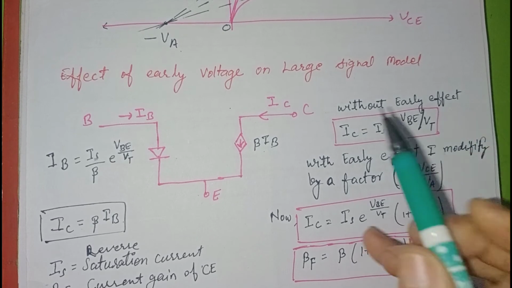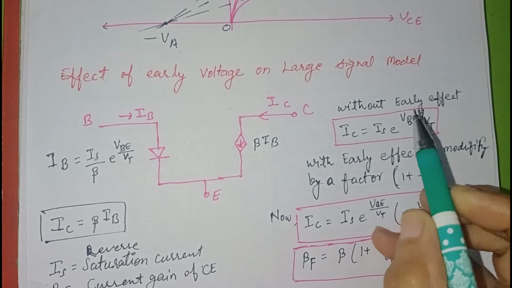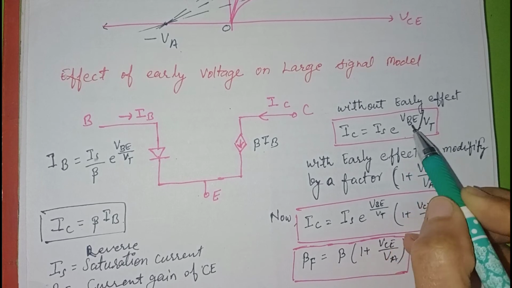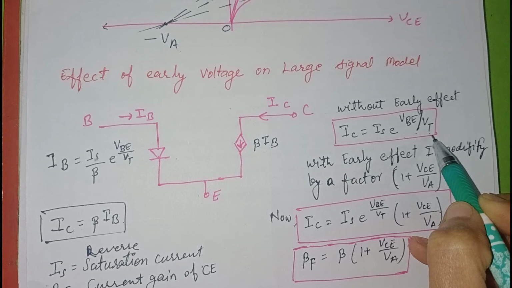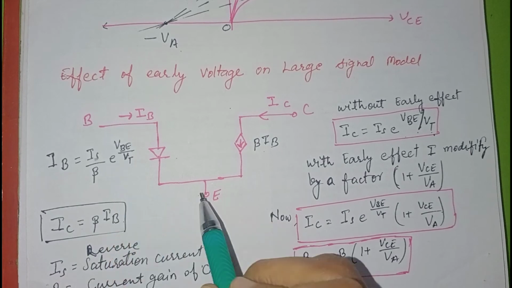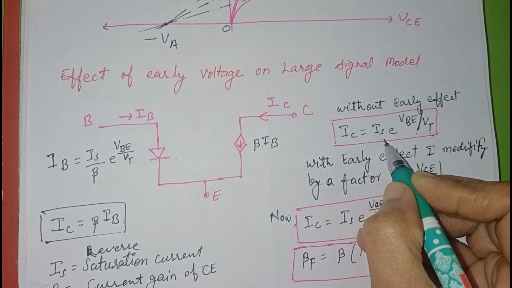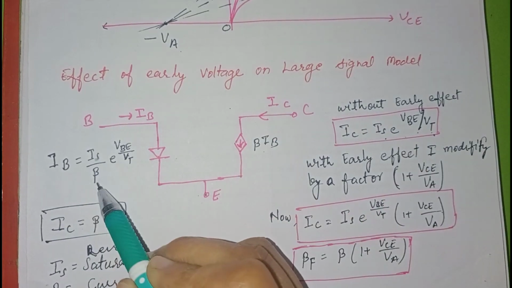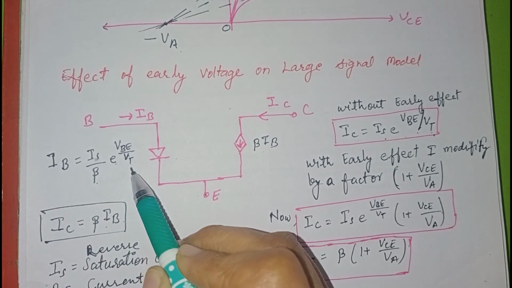Without early effect, this IC is given by the Shockley equation, or the equation of the diode. IC equals IS times e raised to the power VBE upon VT. This VT is the thermal voltage, which is equivalent to KT upon Q, and this VBE is the voltage across the base and the emitter. This IS is the reverse saturation current. So according to this relation, IB is given by IS upon beta times e raised to the power VBE upon VT, the thermal voltage.